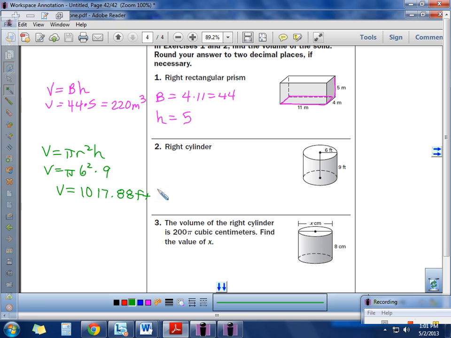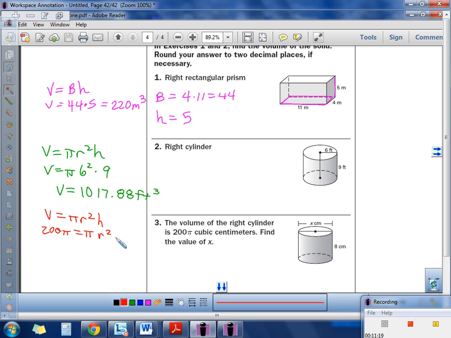1017.88 feet cubed. This next one's a little tricky. You start off with your volume formula, and then you substitute what you know. We know the volume is 200 times pi. Do we know the radius? Nope. I'm not going to call it x, because x is actually the diameter in this case. I'll call it r for radius.